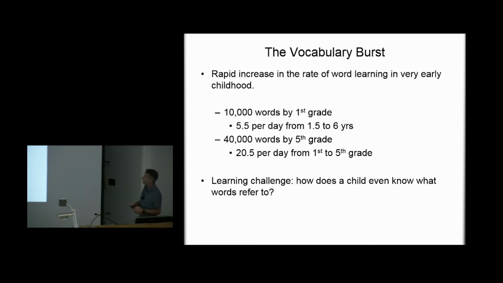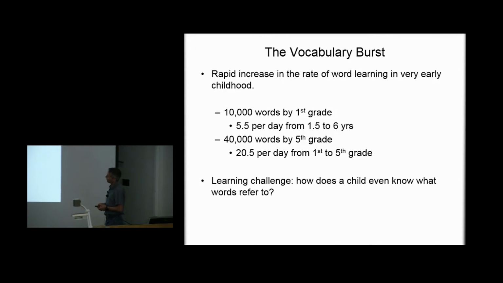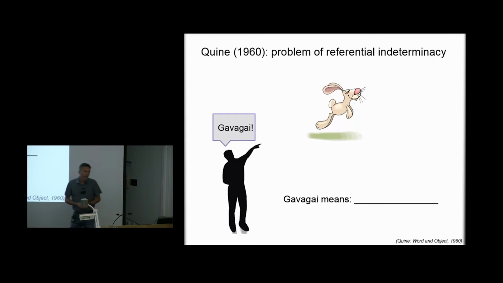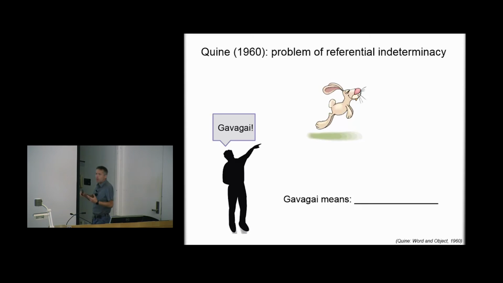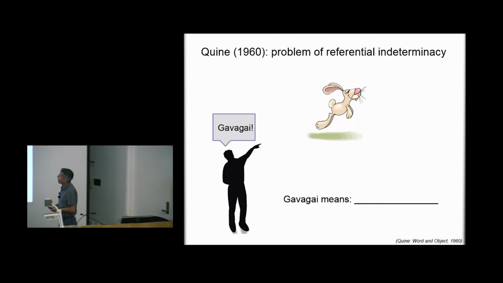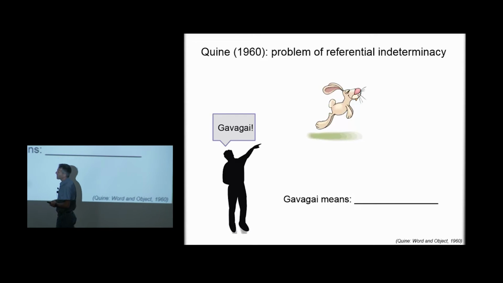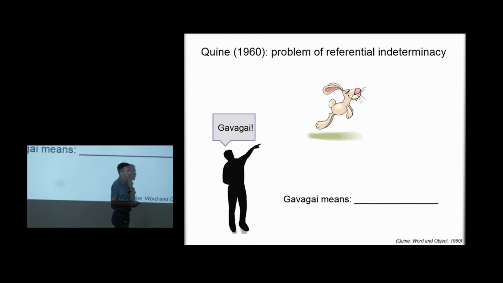One key challenge during this whole process of learning words is understanding what words are referring to. What is the meaning of words? Some philosophers have thought about this, and they came up with some interesting puzzles. Quine wrote about the problem of referential indeterminacy. Basically, it's another way of saying that it's very difficult to figure out what words refer to, because there's an infinite number of possibilities when somebody mentions a word in a specific context.